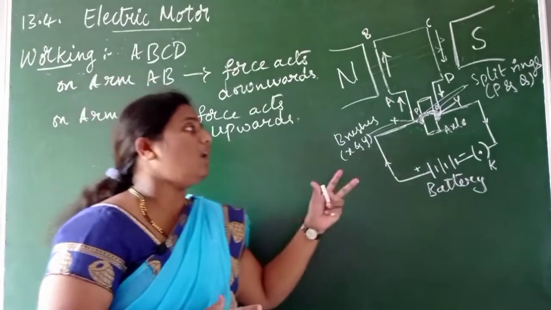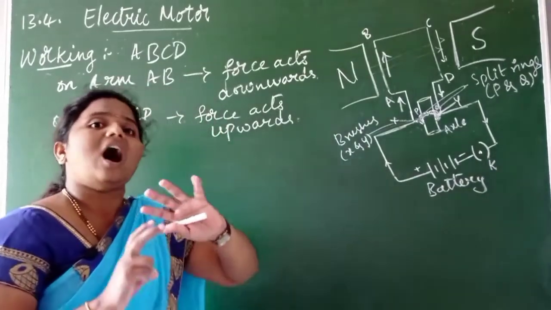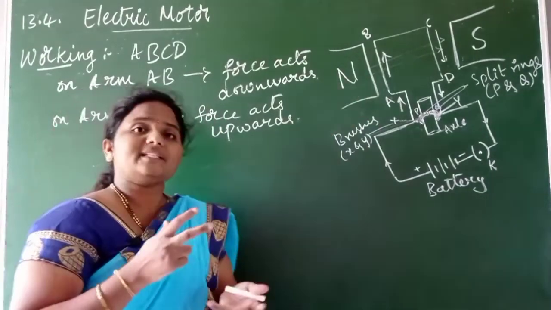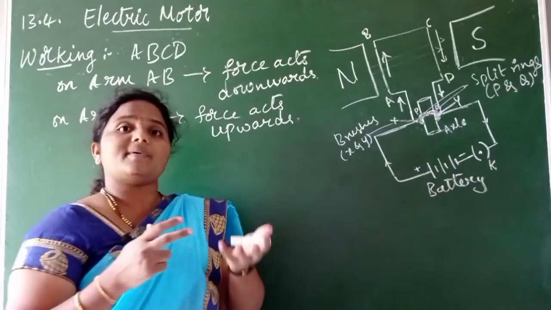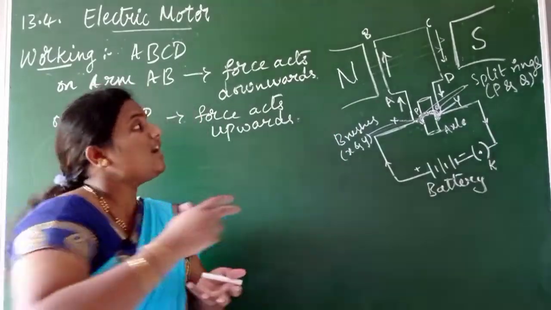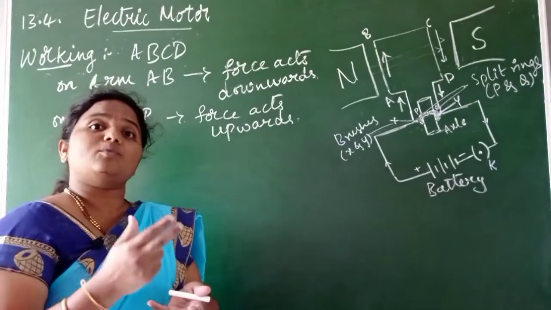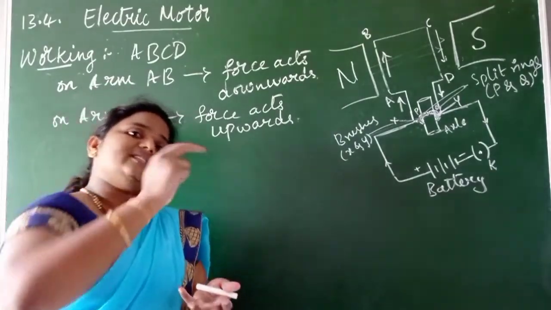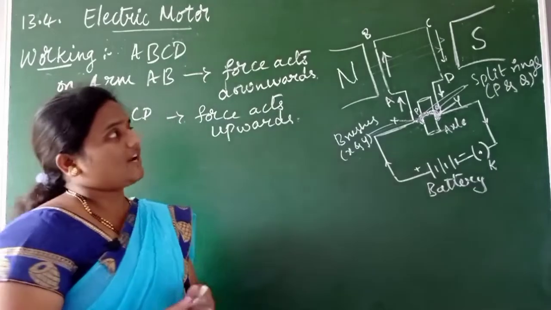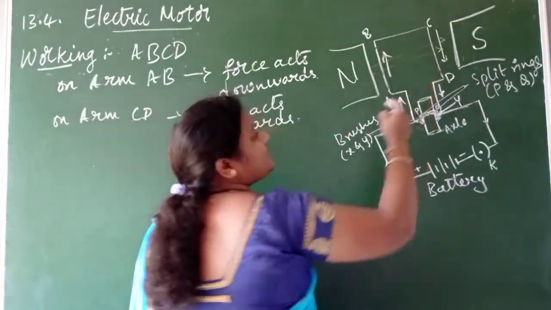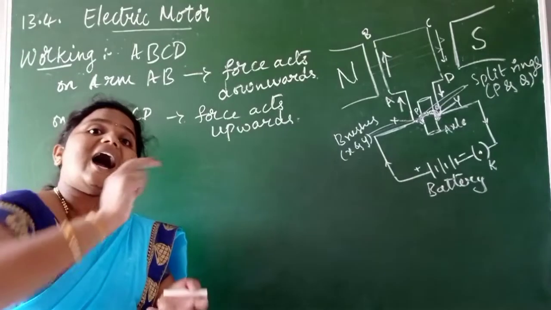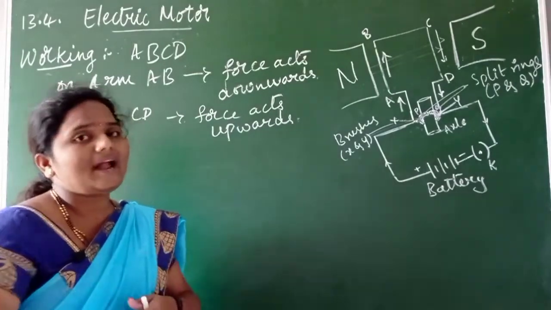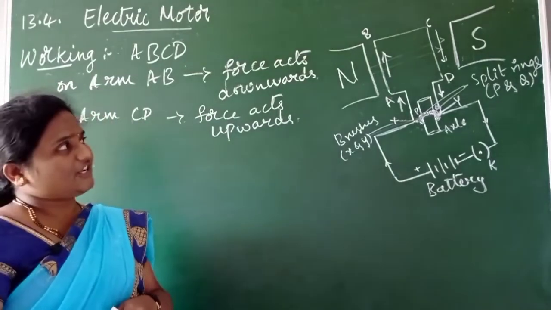These split rings are now rotating half. This arm is applying force, so on this side what happens? The coil is moving downwards, whereas the CD arm is applying force upwards, so the coil is moving in the upward direction, which means this entire coil is now making only a half rotation. It is not making one full rotation, children.